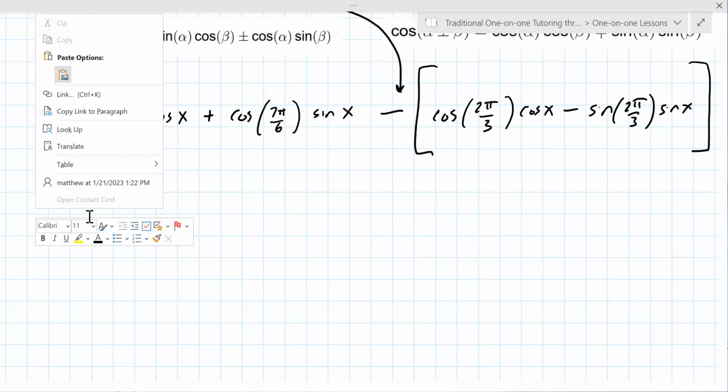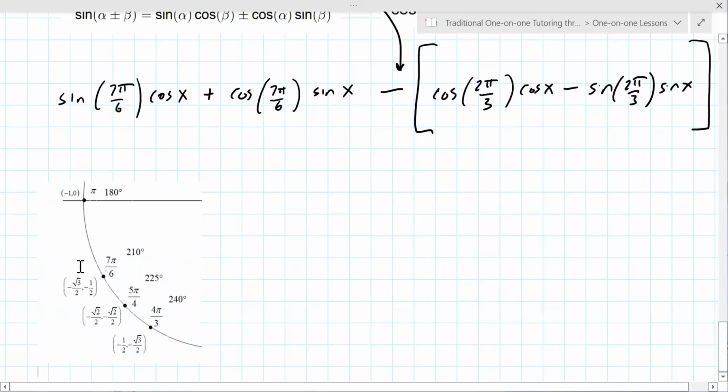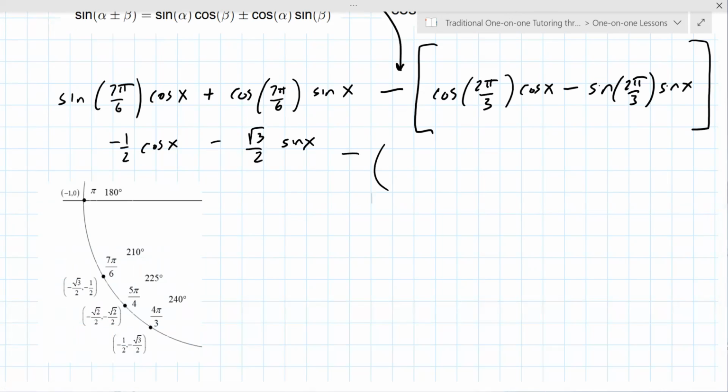All right. So 7 pi over 6, sine is the y value. So it's minus 1/2 cosine x. The x value is minus square root 3 over 2 sine x. We'll deal with the minus in a moment. Cosine 2 pi over 3. That was in the other quadrant.